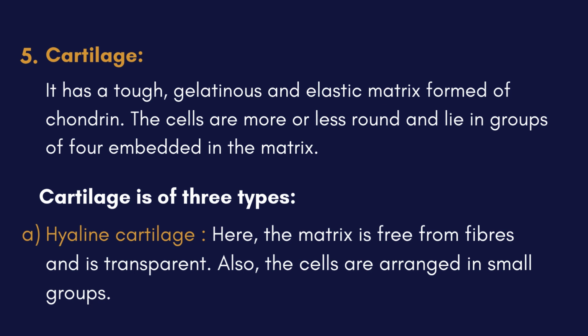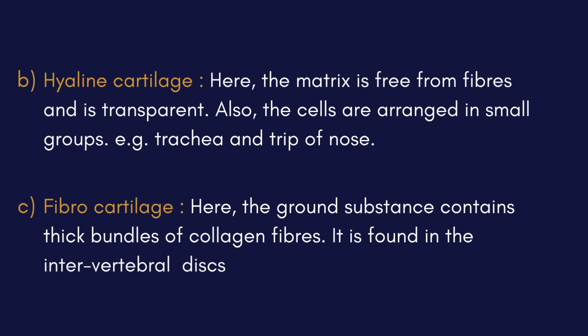Cartilage is of 3 types. Hyaline cartilage. Here, the matrix is free from fibers and is transparent. Also, the cells are arranged in small groups. Example, trachea and tip of nose.